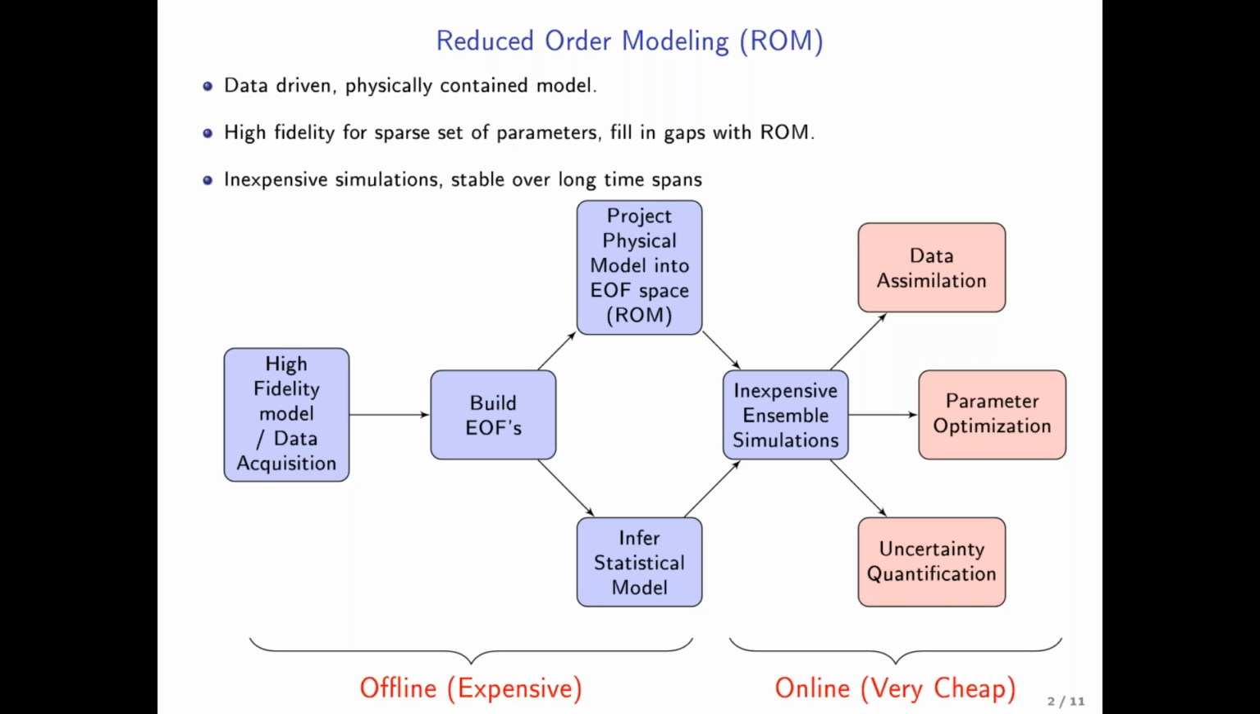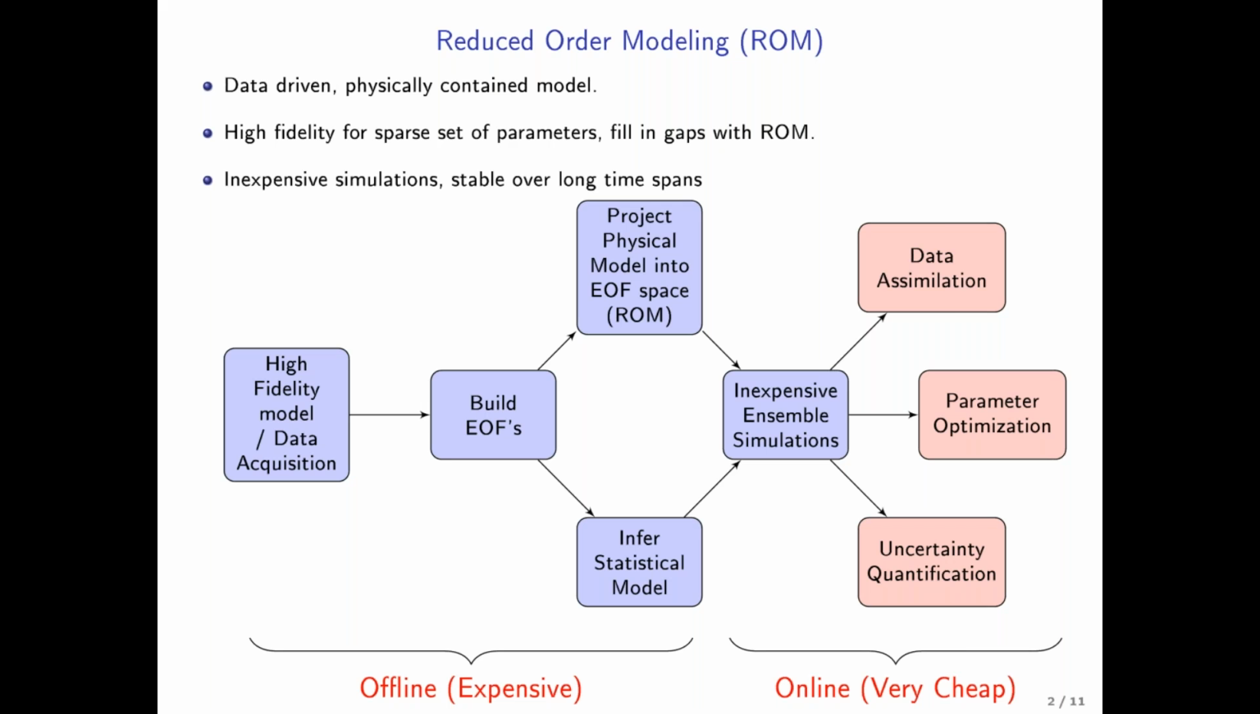So reduced order modeling in general is a data-driven, physically constrained model with the goal to have inexpensive simulations that are stable over long time spans. Ideally, you get some data from high-resolution simulations from some sparse parameter sets, such as forcings, viscosities, etc. And you can fill in the gaps with different parameters that weren't seen from the original model with the reduced order model at a cheap expense.